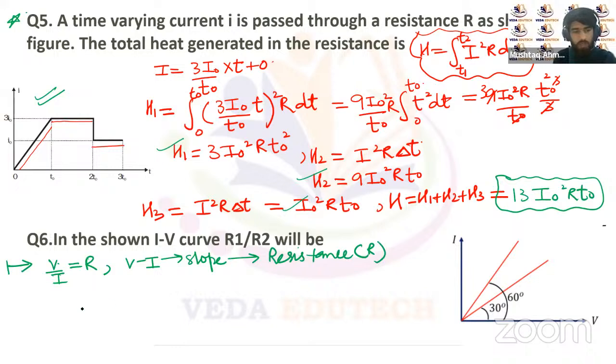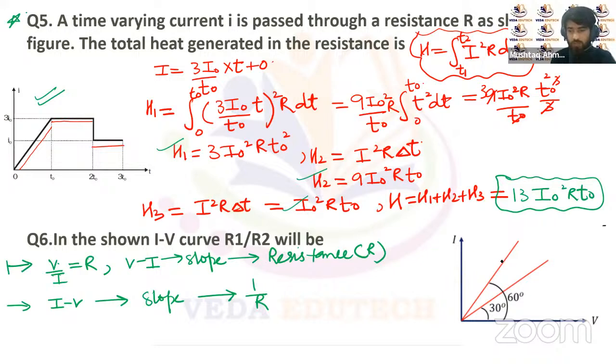Now if the characteristic graph is between current and voltage, the IV graph, the slope of this IV characteristic will be the reciprocal of the resistance, that will be 1 upon R. Now the question here is given as I versus V, so we have to compare the resistances between the two graphs.